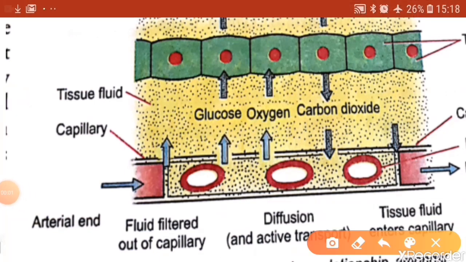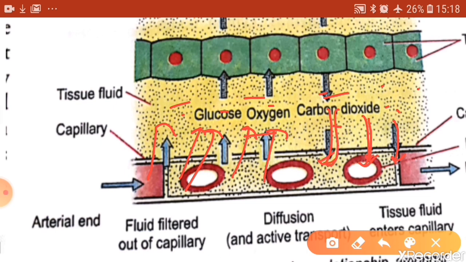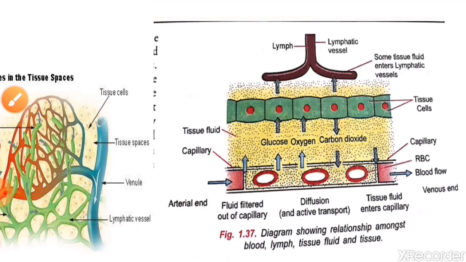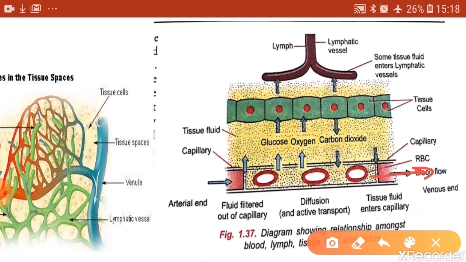Most of the tissue fluid drains back into the blood capillary. It is not that the plasma will continuously ooze out and remain in this particular region. More than 90% of this tissue fluid will drain back into the capillary, and from here it will be taken to the heart. So the capillary will join the vein, and then this blood is taken to the heart and further circulated. So more than 90% of the tissue fluid will drain back into the capillary, but some remains.